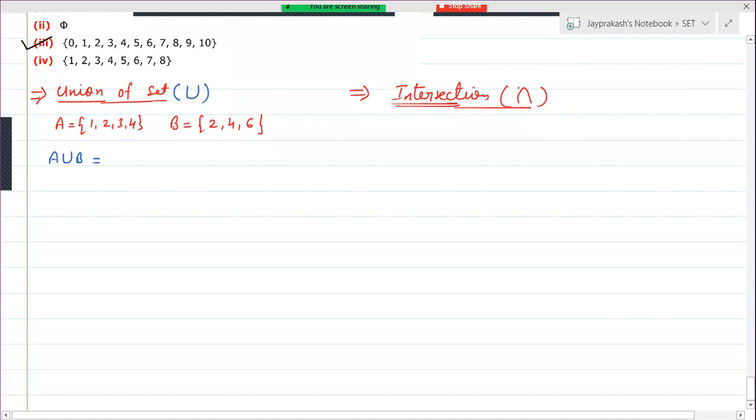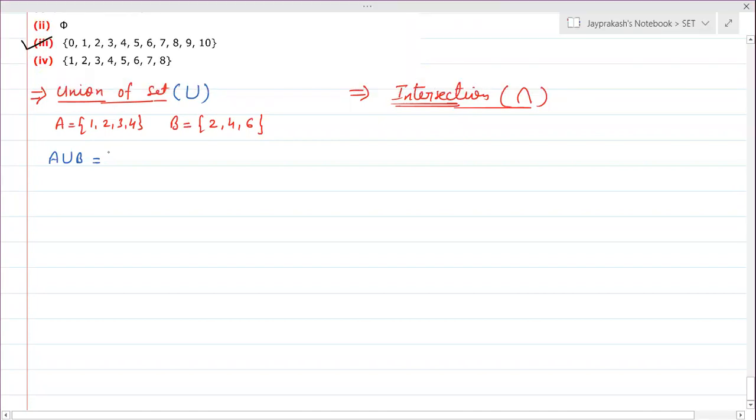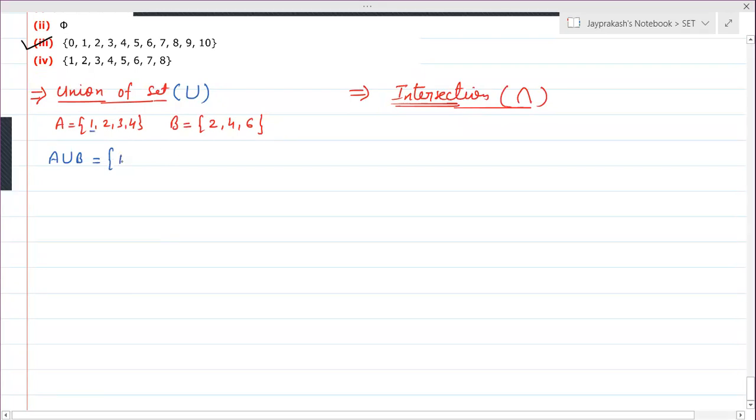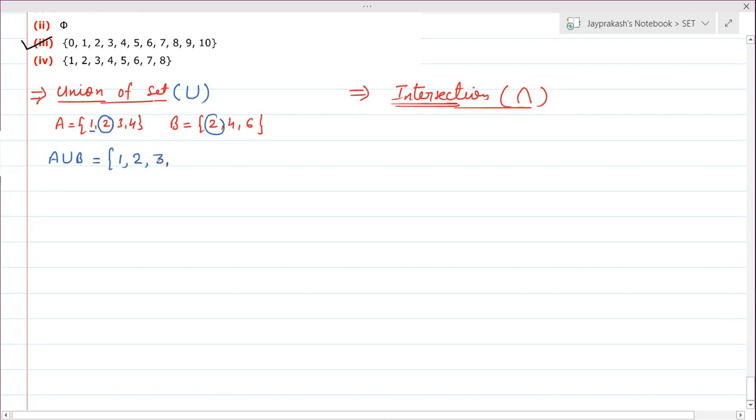There is a minor difference between these two. When you are going to find the union of sets, you have to write all the elements, whether it is from A or from B. If some elements are repeating, you will see here 1 is in set A, so you write 1. Now 2 is in set A as well as set B, so we will write 2 a single time. Now 3 is only in set A. And then 4 and the remaining element from set B.